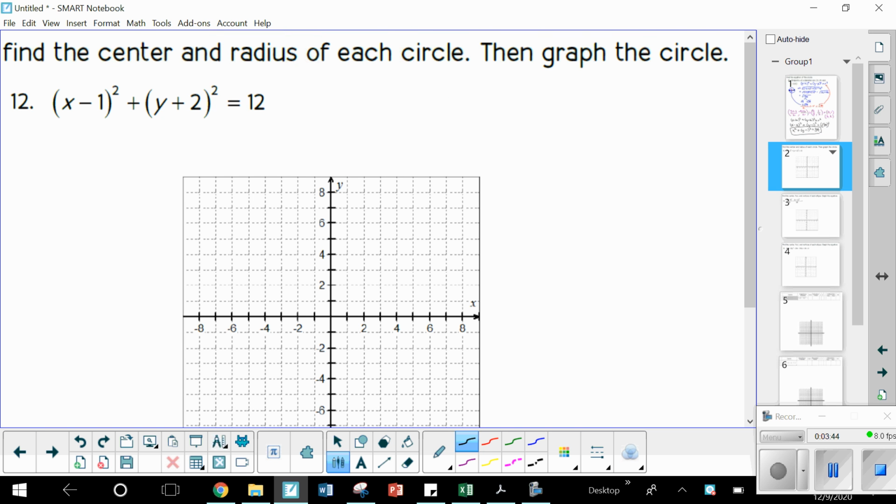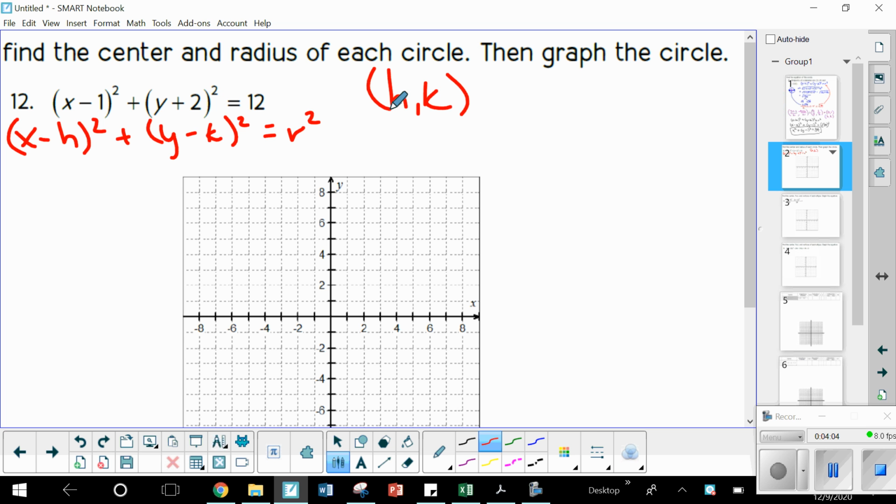Okay, finding the center and radius of the circle, and then we're going to graph it. So this one is in proper form, so it's (x minus h) squared plus (y minus k) squared equals r squared. So it's pretty easy to figure out what h and k are. It's just opposite of what you see inside your parentheses. So I see a -1, so I know that h is going to be a +1. And in the second parentheses, I see a +2, so opposite of what I see is going to be a -2. And then the radius squared is equal to 12.